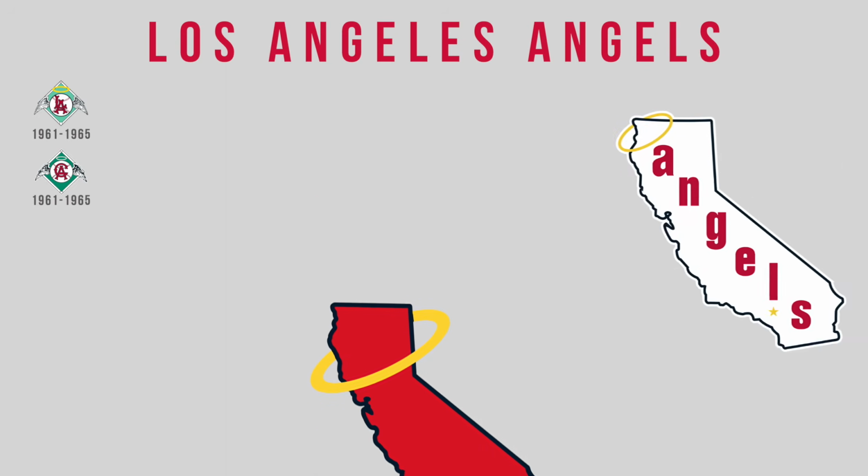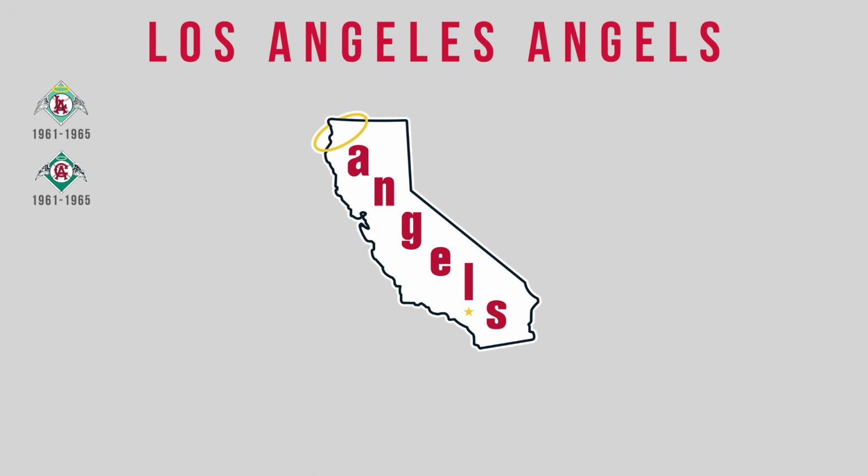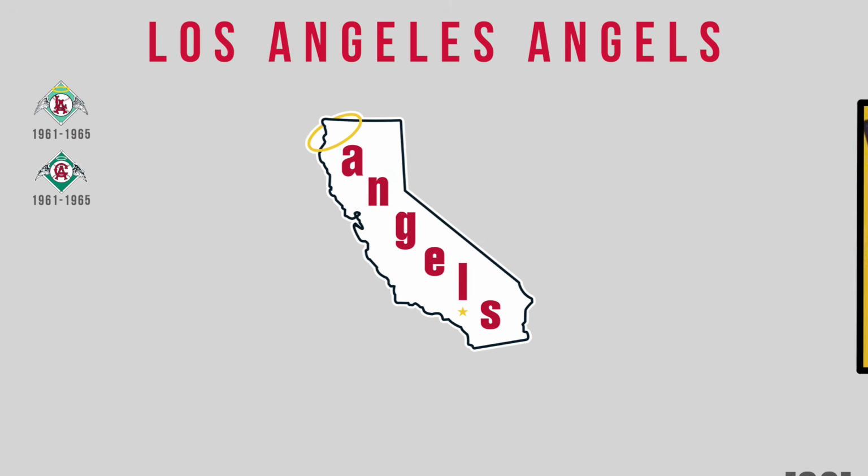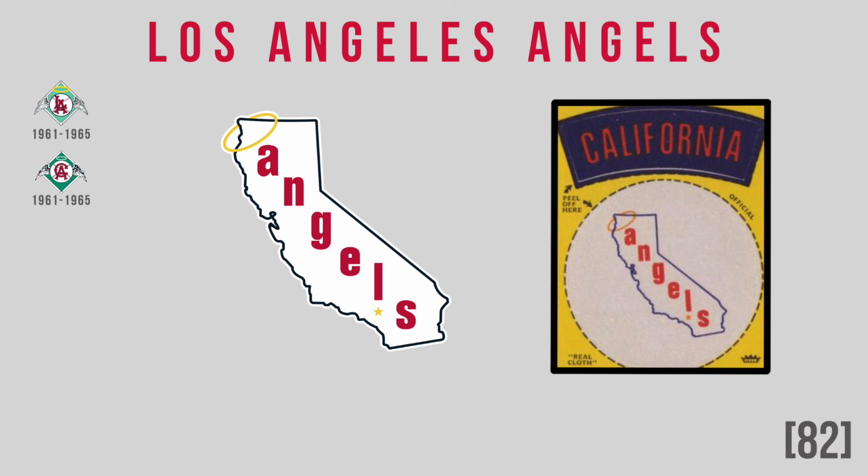Another version of the logo used in the 70s was the state of California with the lowercase angels diagonally down the face of the state. A small star dots the home of the team, and a halo hangs off the top left edge of the state. You can see an example of that design from the 1971 Fleer sticker set.